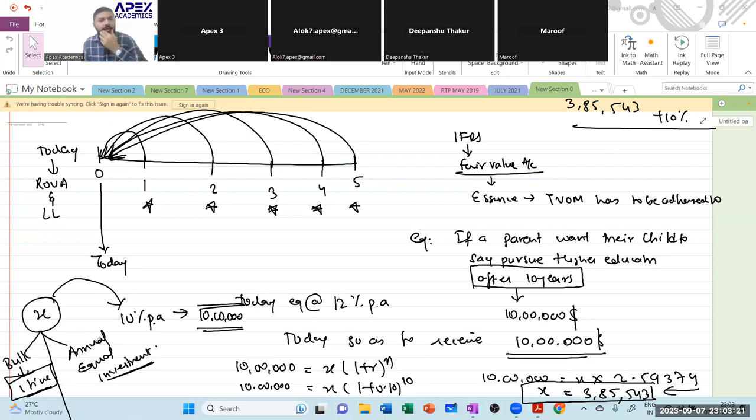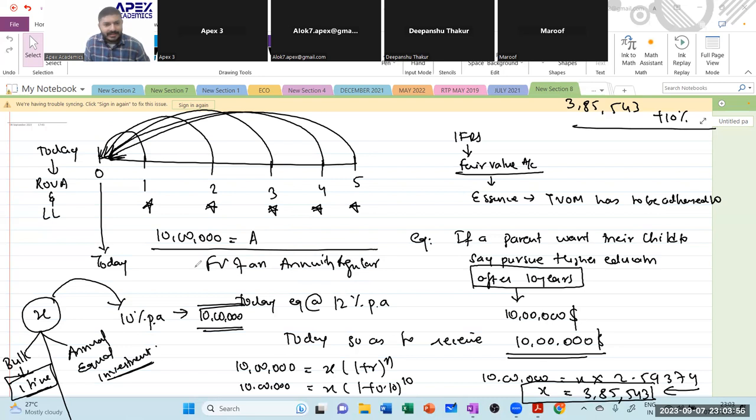Now people will say, no, we want to go in for an annual investment. How much money should we put in today? So they are talking about an annuity. So the future value is 10 lakhs. They are asking you, how much should we invest today for this to become 10 lakhs after a particular period of time? What you are calculating here essentially is the future value of an annuity regular.